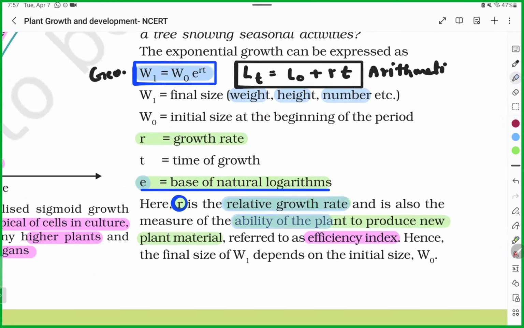It measures the ability of the plant to produce new plant material. And also we can call it efficiency. It means if the R value is high, the plant is producing material very fast. If the R value is low, it means growth is less, efficiency is less. Correct? And we can say the final value always depends upon the initial value. Same way, final money, how much you have in your pocket, depends upon the initial one. If I give one person 1 crore rupees, another person 10 rupees, they cannot have the same final amount. It will vary. Same thing.